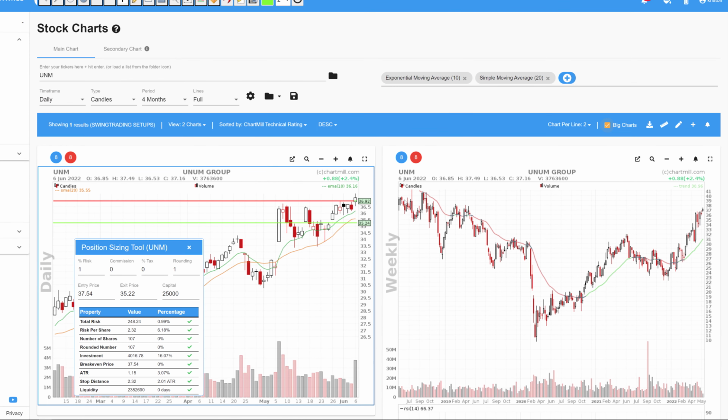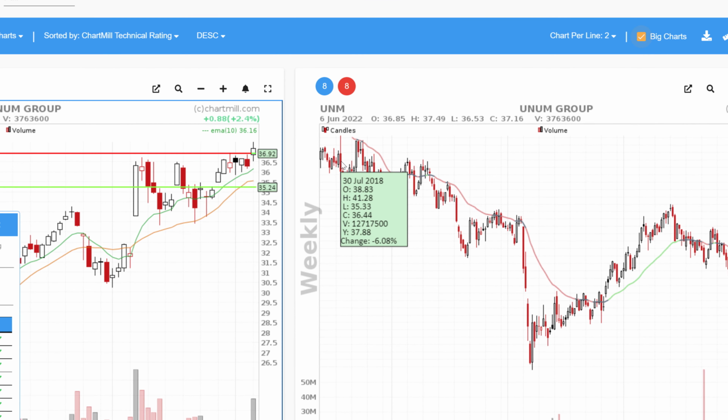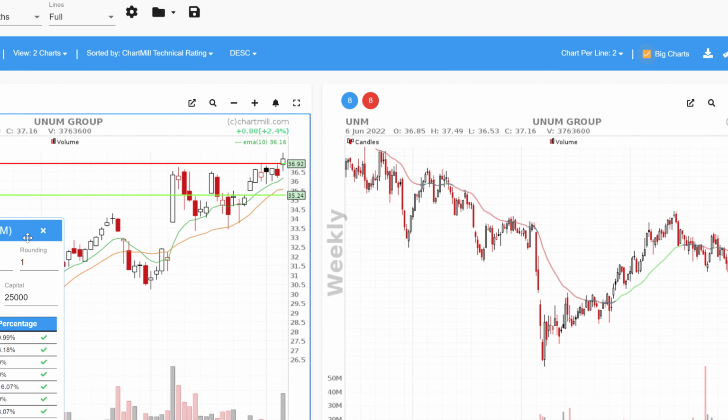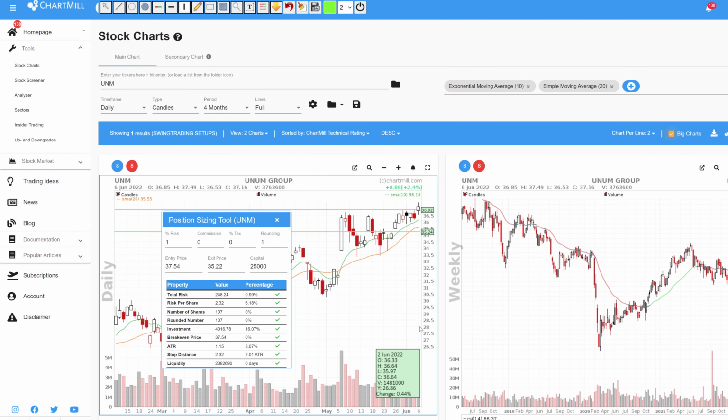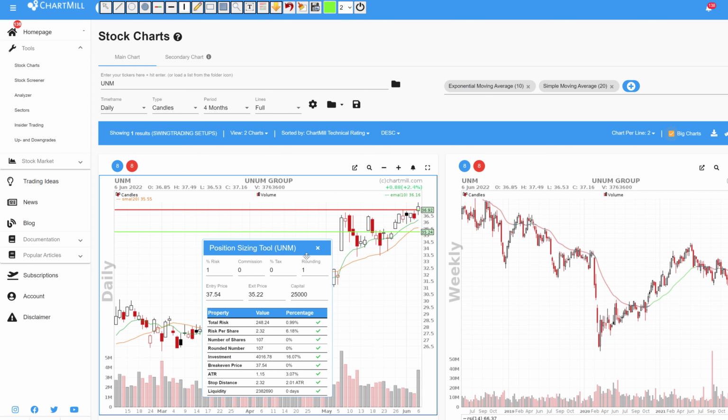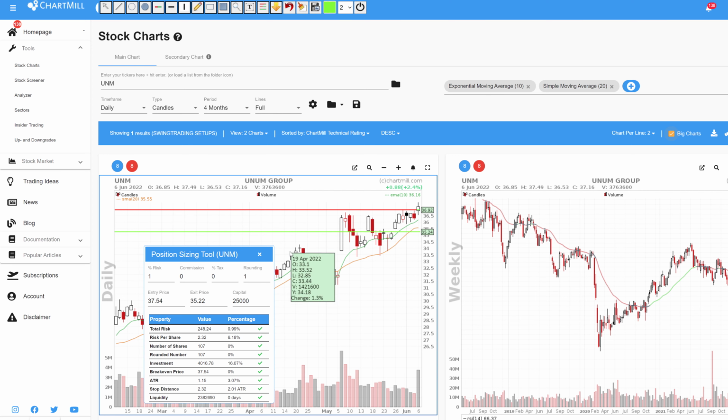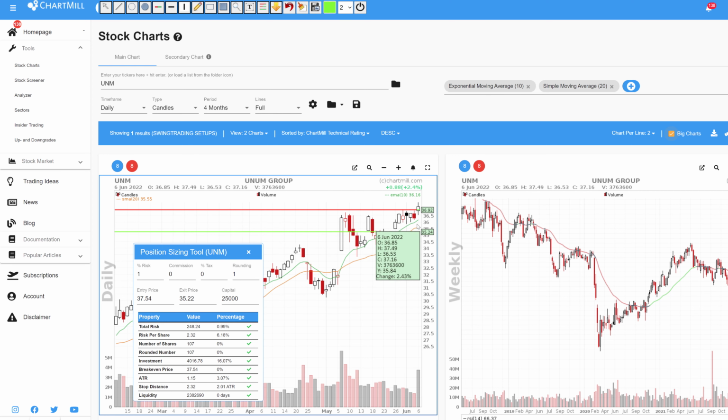Next resistance is at 41.50, I guess. Let's have a look. The high of this candle is 41.28. So risk reward is decent, let's say. You can use a shorter stop loss, but as already mentioned, it depends on the volatility in the markets.